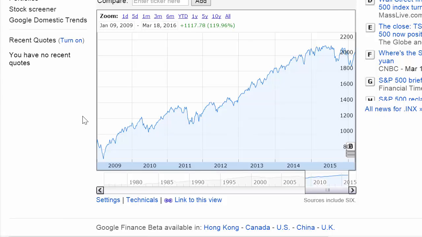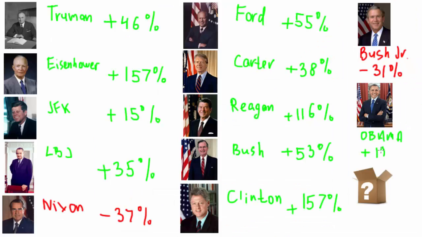It's the green percentage number on top, and it's 119, or almost 120% increase. So despite him not being very popular, and despite there being a little drop right here after he took the presidency, most of the time we saw quite a dramatic increase in the market. And so this puts us at a 120% increase in the market.